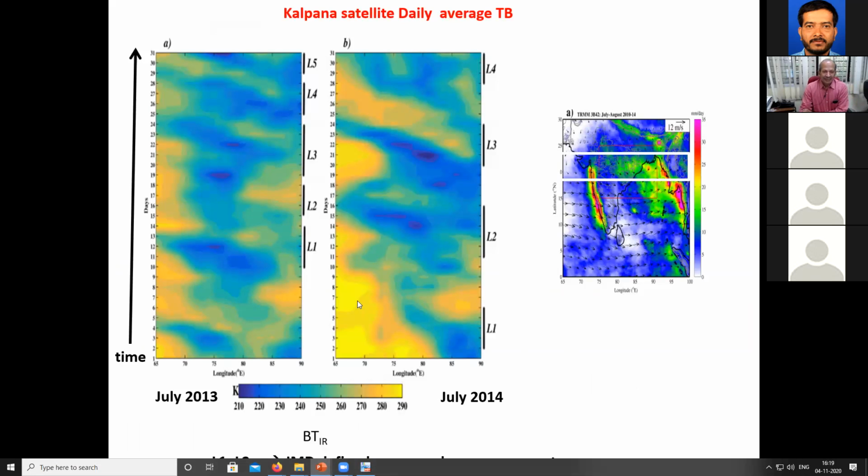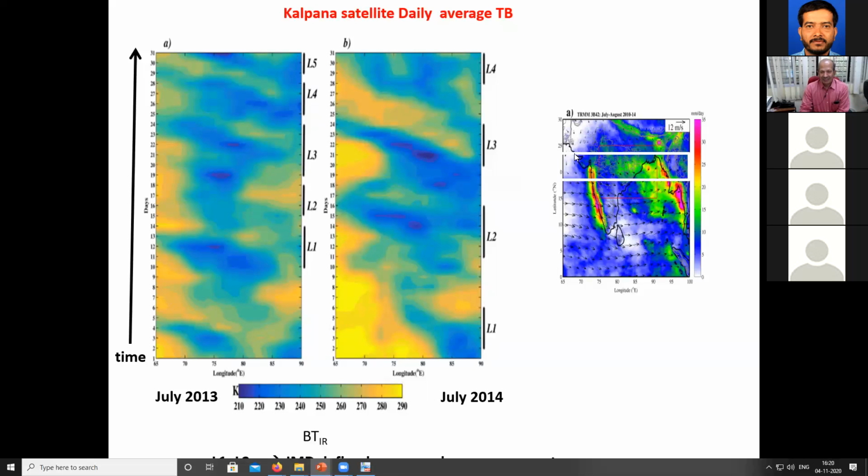This is what I'm going to briefly show in one slide. What is shown here on the left is a Hovmöller diagram. Time increases for two Julys, 2013 and 14. The bluish colors indicate cold periods, that is, the presence of deep clouds. On the other hand, warmer colors correspond to clear sky or break monsoon conditions. And wherever you have L1, L2, L3, L4, these are the low pressure systems declared by IMD.